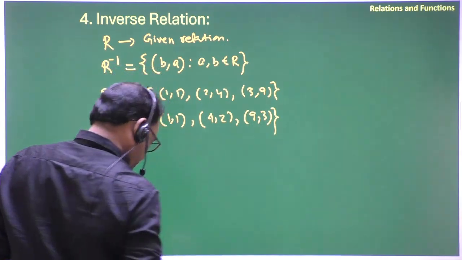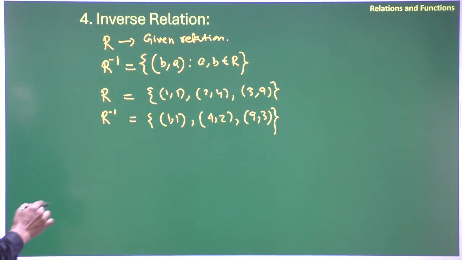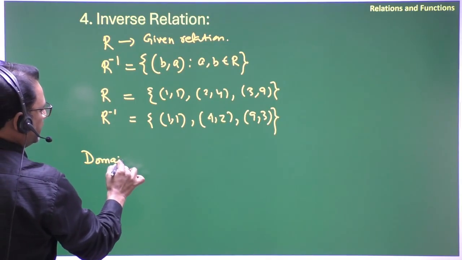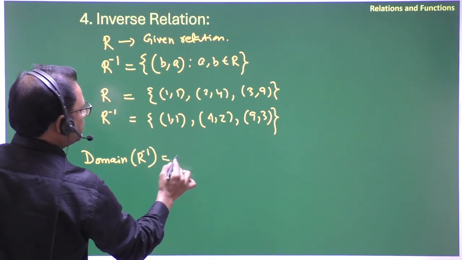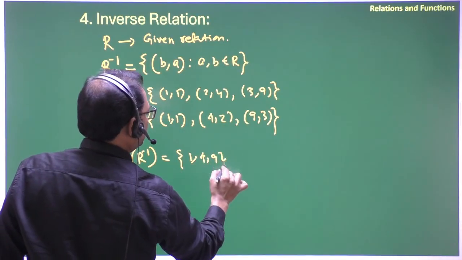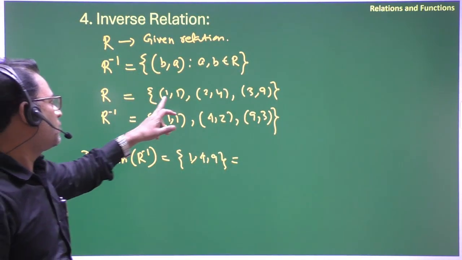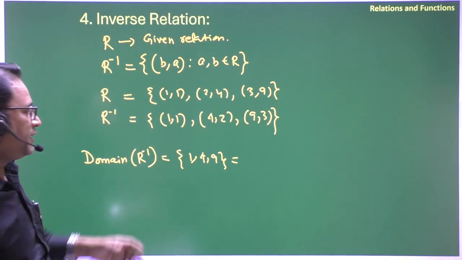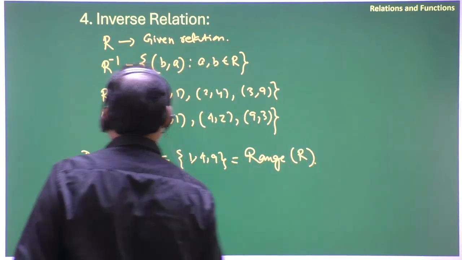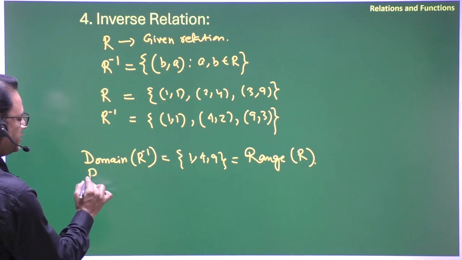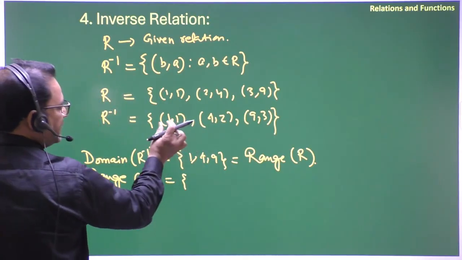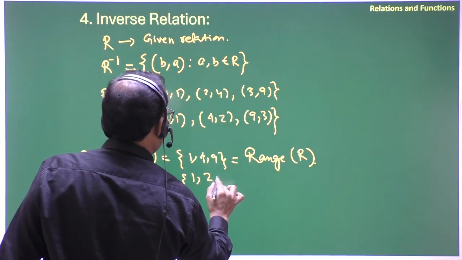Okay now, what do you observe? If you find the domain of the relation R inverse, it is the set of all first components: 1, 4 and 9. So you notice that 1, 4 and 9 is the range of the relation R. Next, the range of R inverse, which is the set of all second elements, so that is 1, 2, 3.